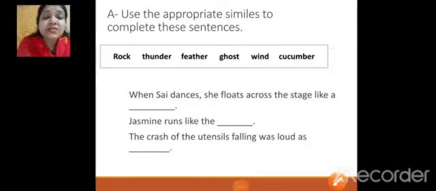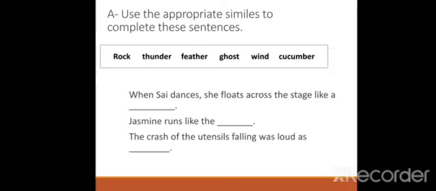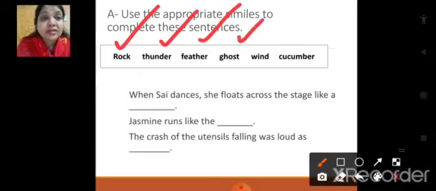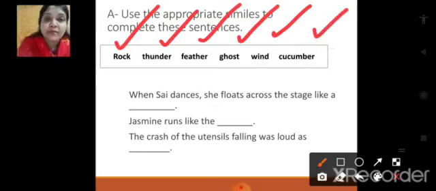Now it's time to do the activity from page number 76. This activity says use the appropriate similes to complete these sentences. You can check the words from the box given above. It's rock, thunder, feather, ghost, wind and cucumber. Now we can check which appropriate word is going to frame the complete sentence, a sensible sentence. Let's check the first sentence.